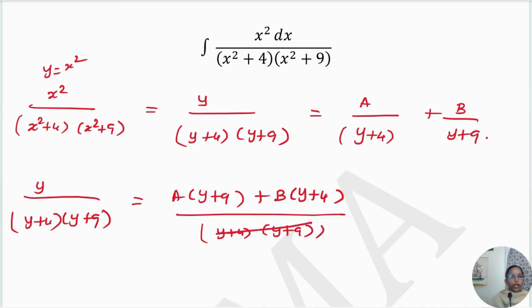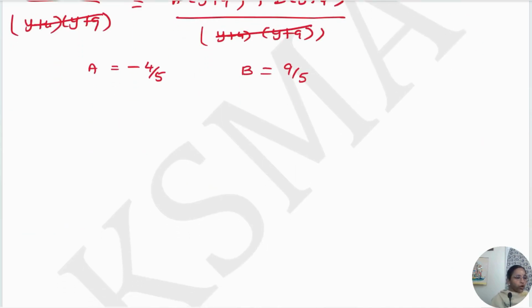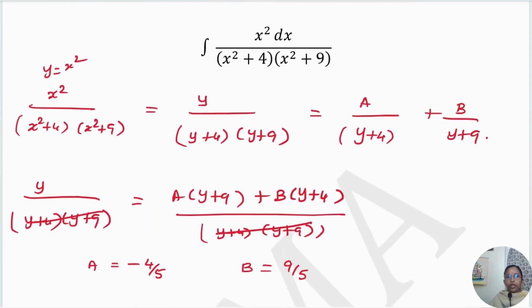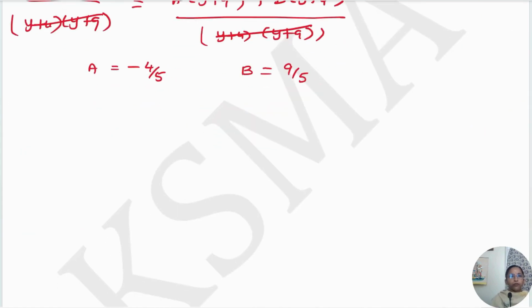So these two will get cancelled. By comparing the coefficients, you can find the a value as minus 4 by 5 and the b value as 9 by 5. Now go with the integration. Here you can substitute the a and b values. So a is minus 4 by 5 divided by y plus 4, plus 9 by 5 divided by y plus 9. Now go with the integration and also do the back substitution.